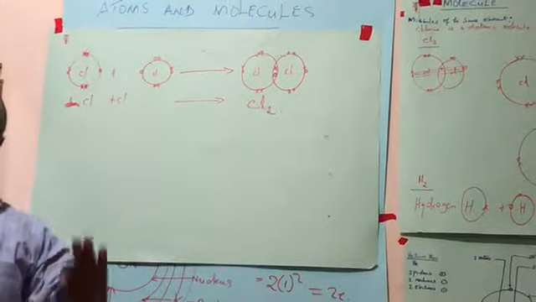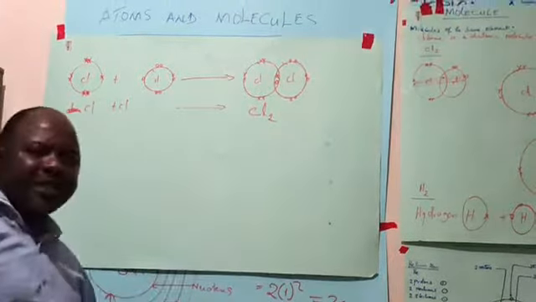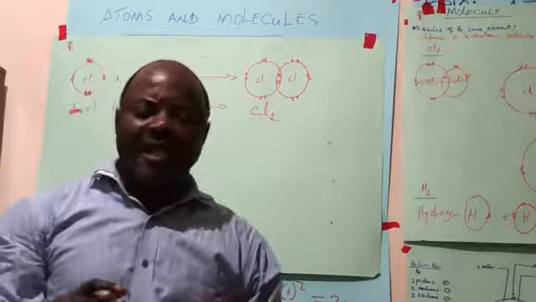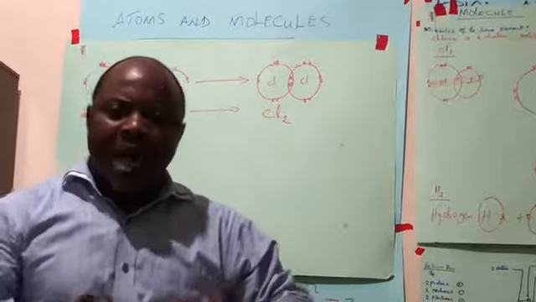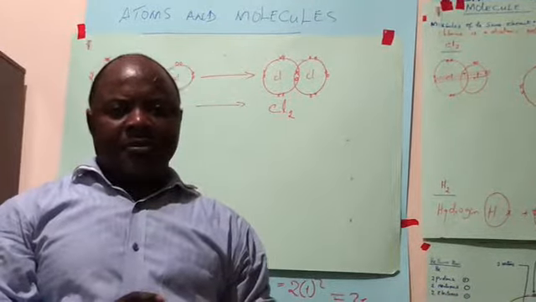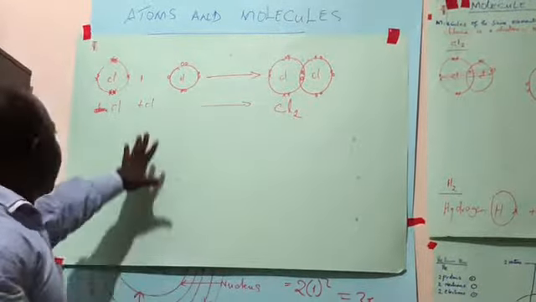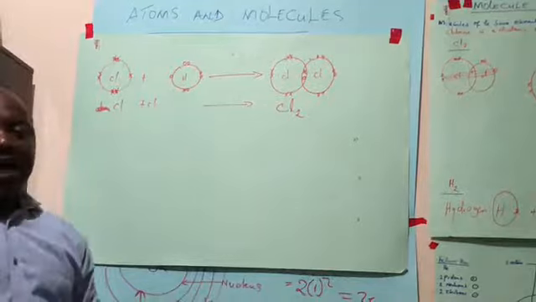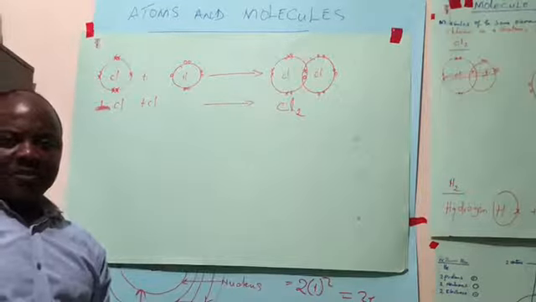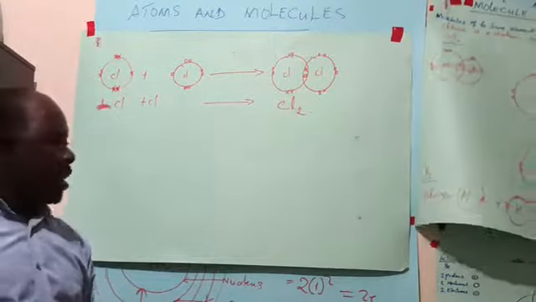The first condition for a covalent bonding to take place is that they must have valence electrons. These are the conditions that enable the formation of covalent bonding. There must be sharing of electrons.